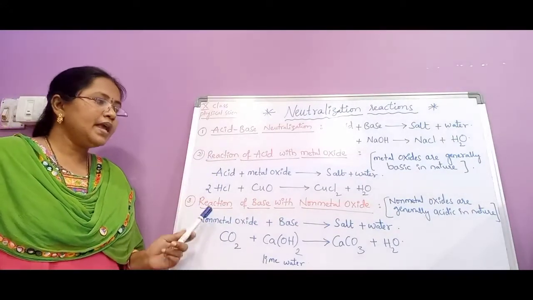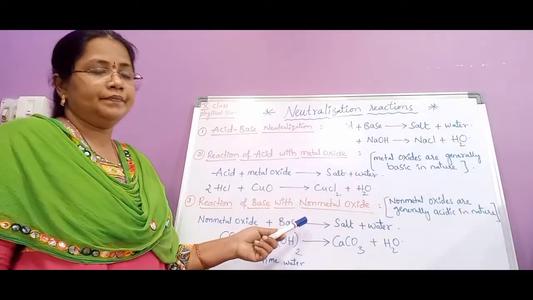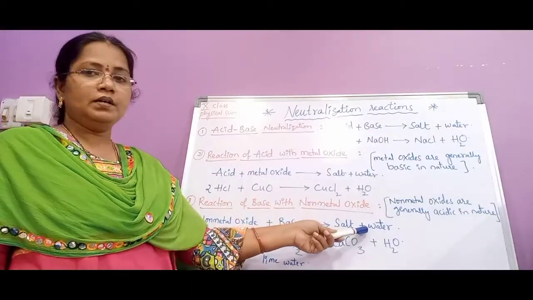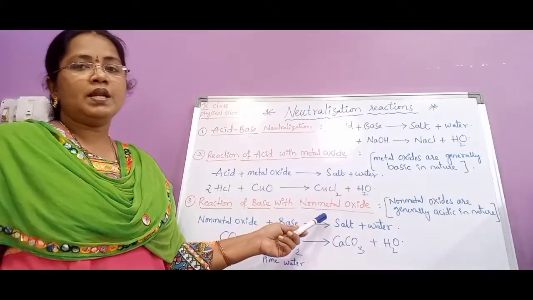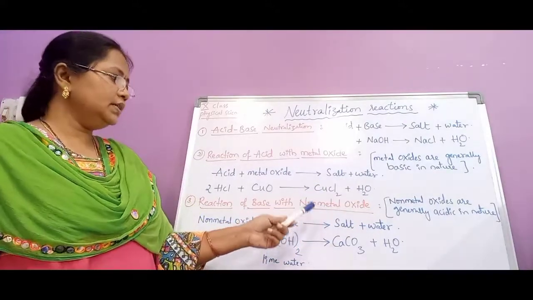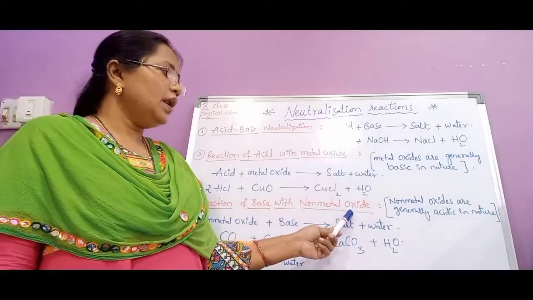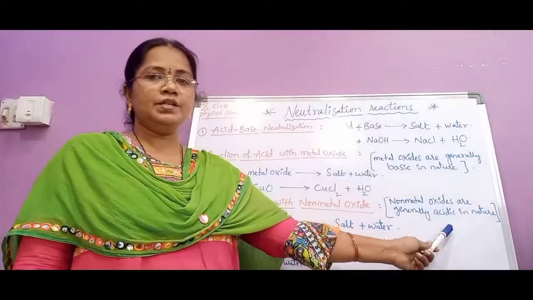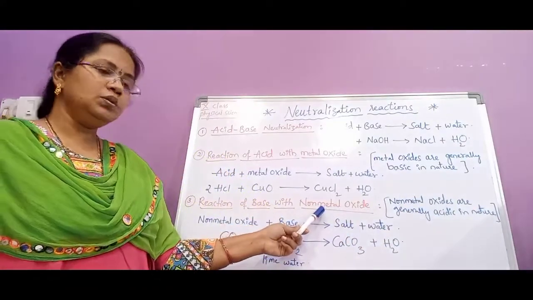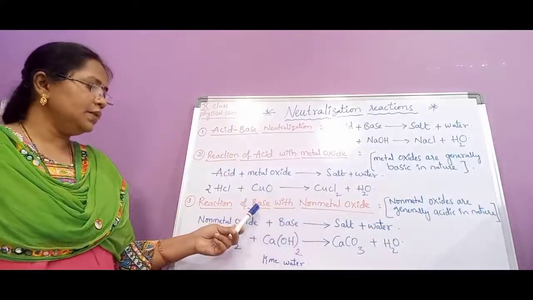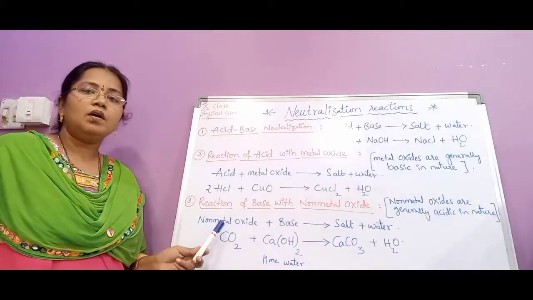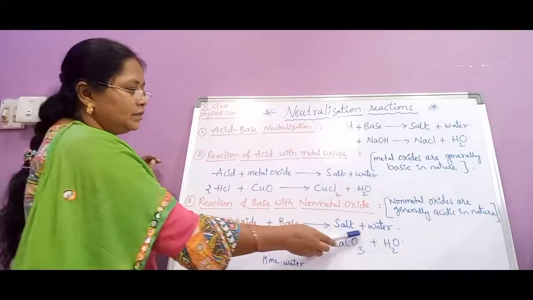Another one is the reaction of base with non-metal oxide. When a base reacts with a non-metal oxide, we also get salt and water, so it is also similar to the neutralization reaction. Why? Non-metal oxides are generally acidic in nature. So due to their acidic nature, when they react with a base, we get salt and water.